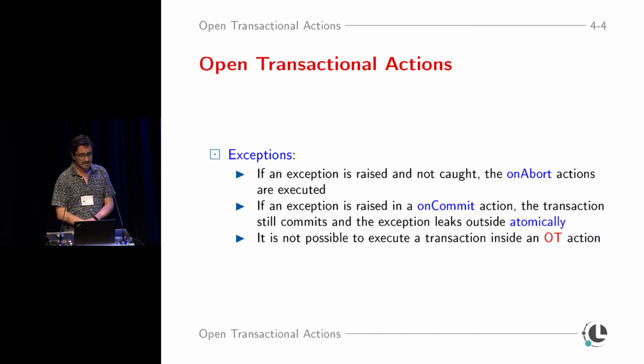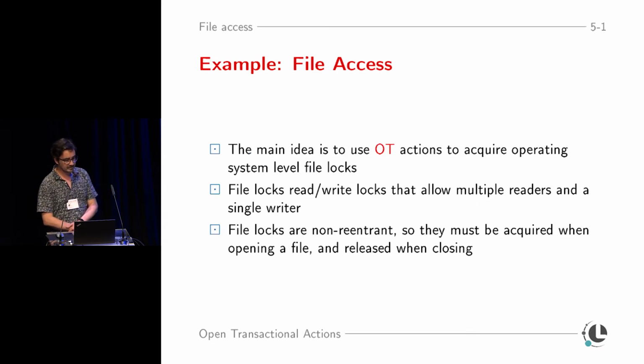So I want to show some examples of the use of open transactional actions. The first one is doing file access inside of transactions. The main idea is to use OT actions to acquire operating system level file locks. File locks are read and write locks that allow multiple readers and a single writer, and file locks are not reentrant. So they must be acquired when opening the file and also released when closing the file.